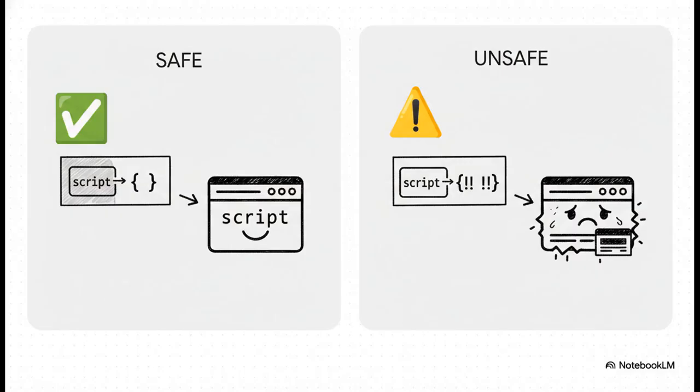So remember those double curly braces we talked about? Well, whenever you use them, Blade is automatically protecting you. It takes any user input and escapes it, which basically means it turns potentially dangerous HTML into plain, harmless text.